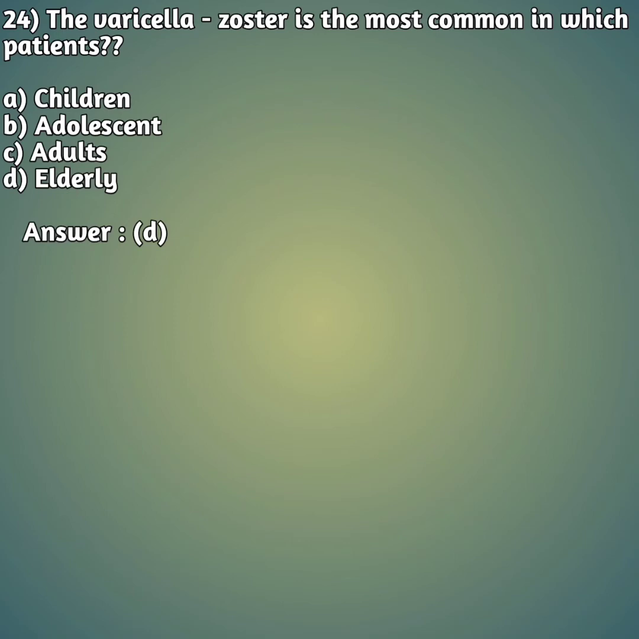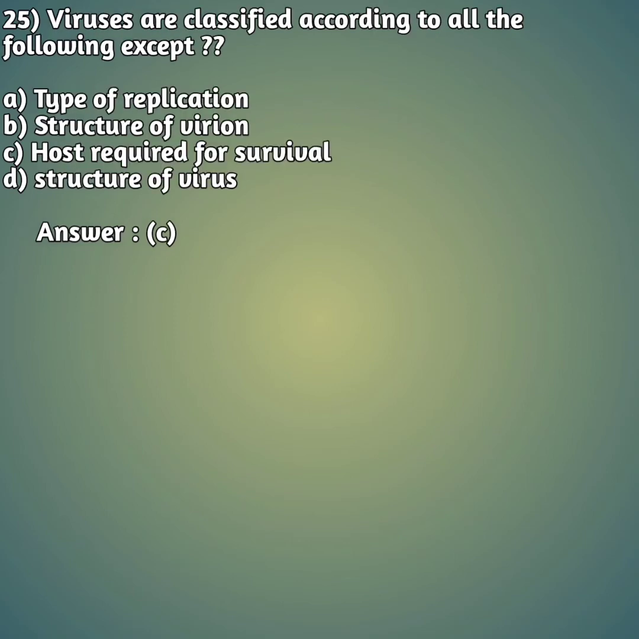Moving on to our 25th question, viruses are classified according to all the following except what? Option A type of replication, option B structure of virion, option C host required for survival, option D structure of virus. So your right answer is answer C, host required for survival.